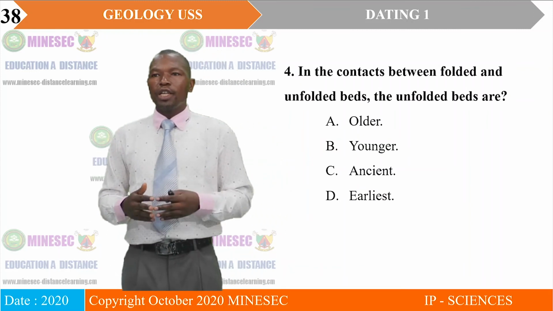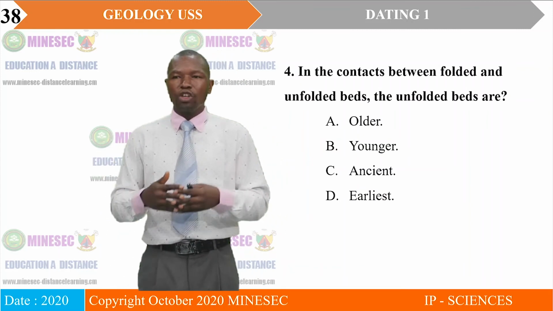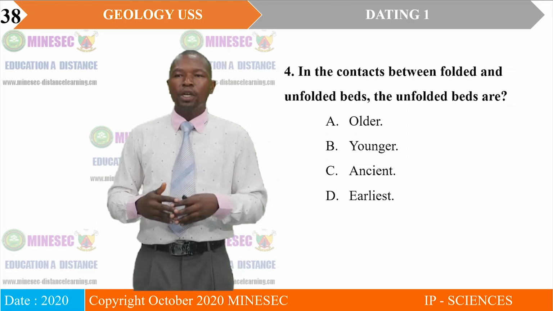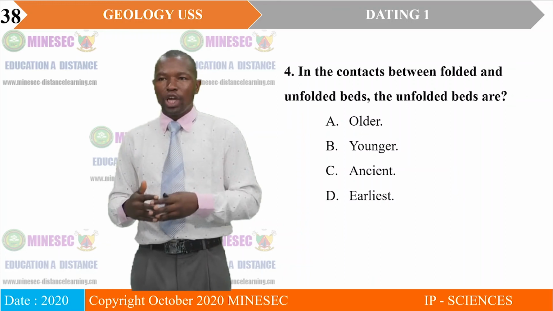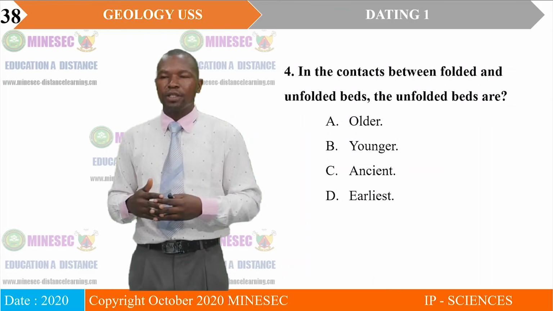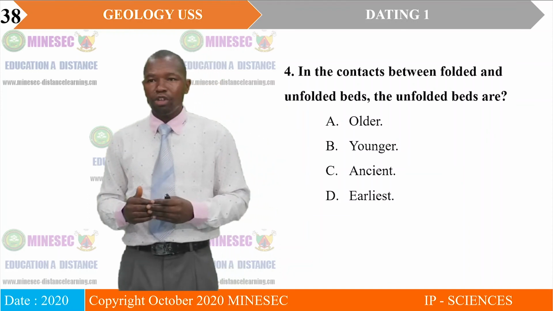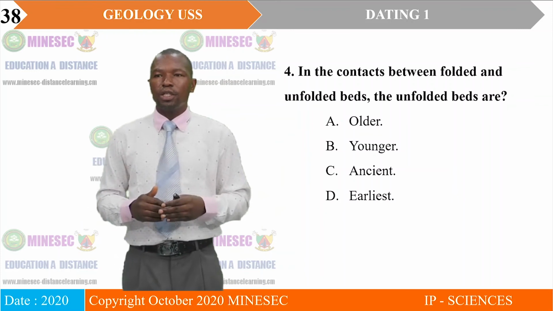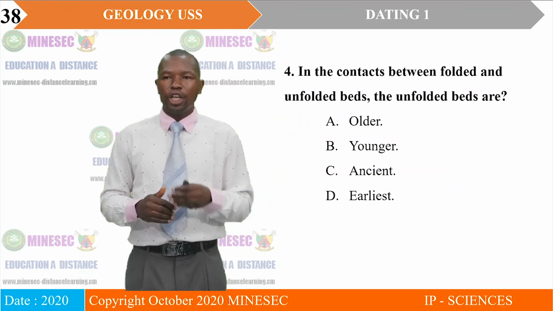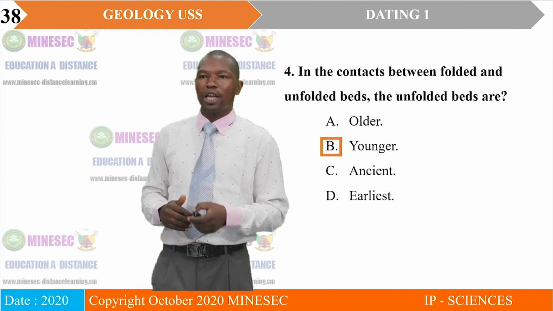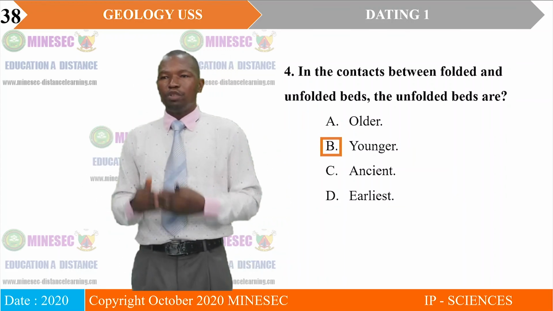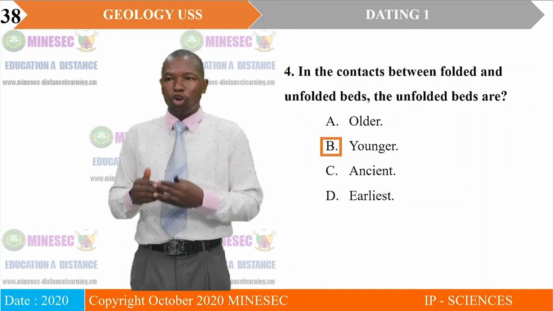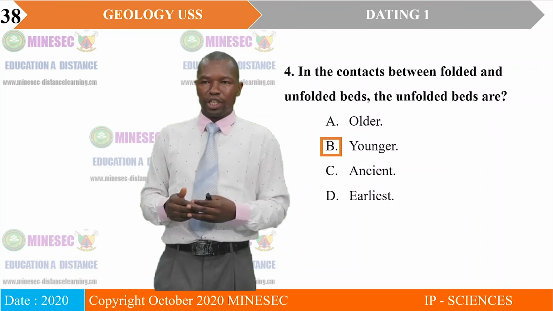Number four, in the contact between folded and unfolded beds, the unfolded beds are A, older, B, younger, C, ancient, D, earliest. The correct answer is B, in contact between folded and unfolded beds, the unfolded beds are younger.